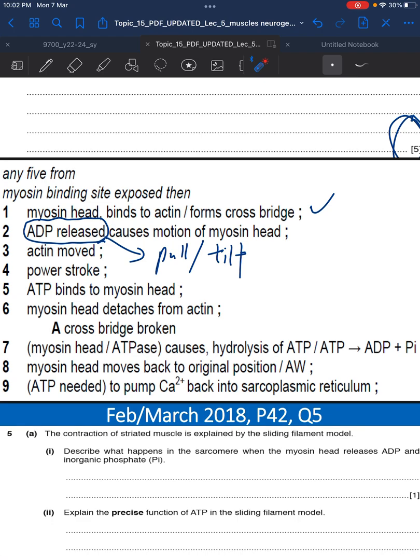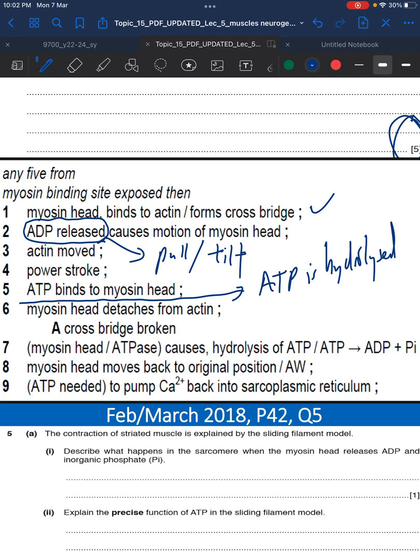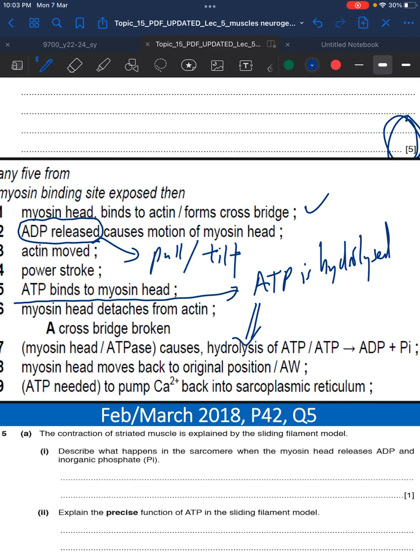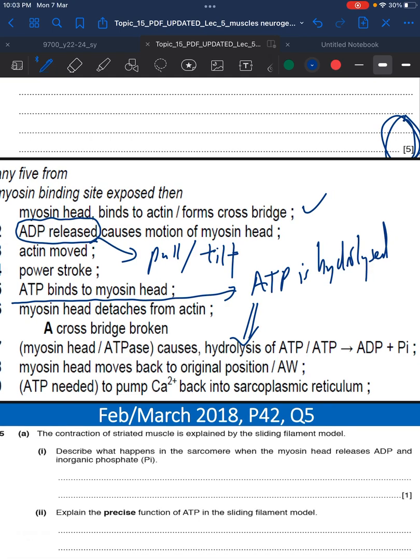And then the next one, ATP binds to the myosin head. ATP detaches from the actin, but this is like it won't go. ATP binds to the myosin head. Before this detaches, you have to mention ATP is hydrolyzed, which is this one here, point number 7. Myosin head ATPase causes the hydrolysis of ATP. So ATP is hydrolyzed into ADP and phosphate group plus energy. So that energy is used to detach, and then for tilting back to its original position.